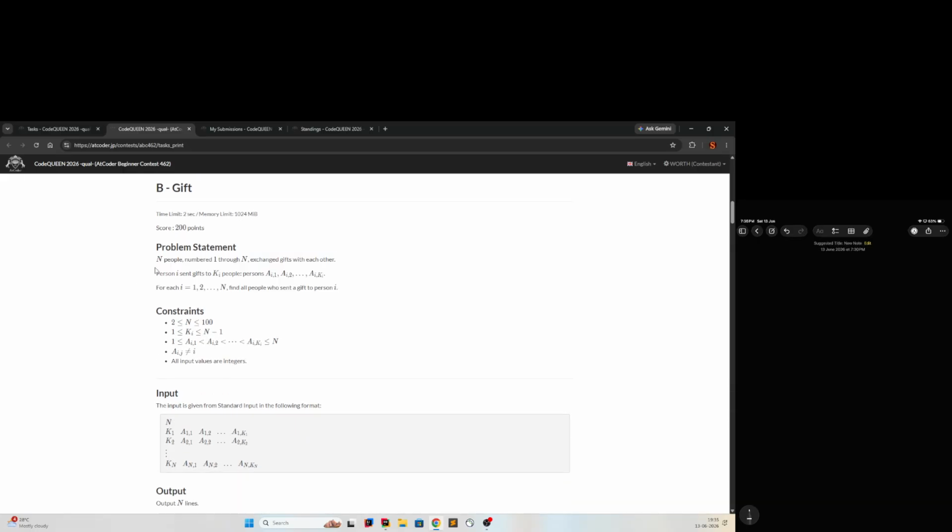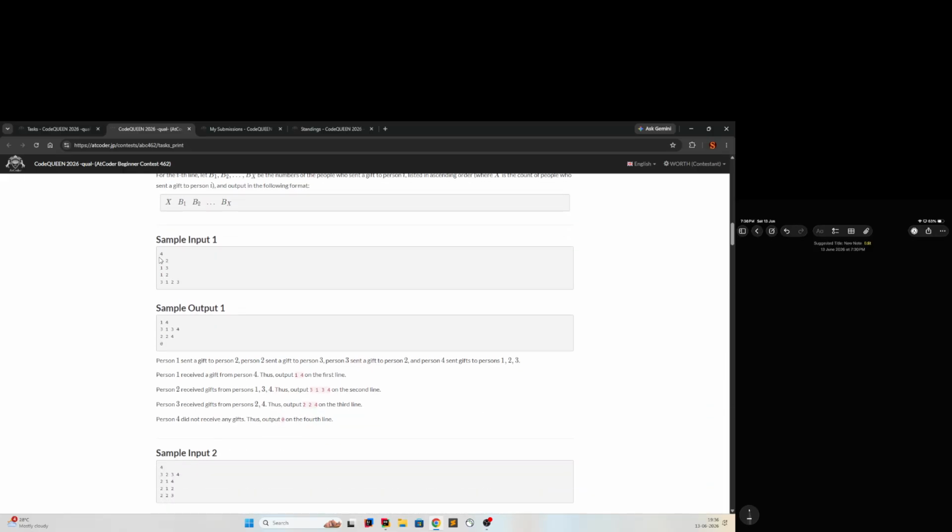So here we are given n people and each person sends gifts to some people. We have to tell, for each person, from which friends they have received gifts. If we see the example, the first person sends one gift to the second person. The second person sends one gift to the third person. The third one sends one gift to the second person, and the fourth one sends three gifts to each of 1, 2, and 3. So accordingly, how much they have received and from whom, you have to maintain that.